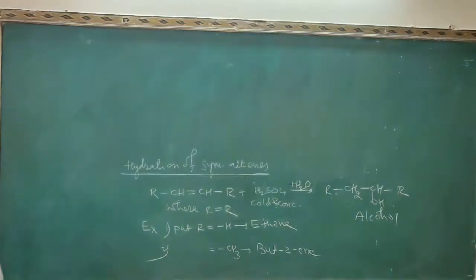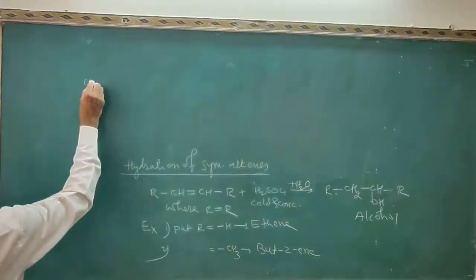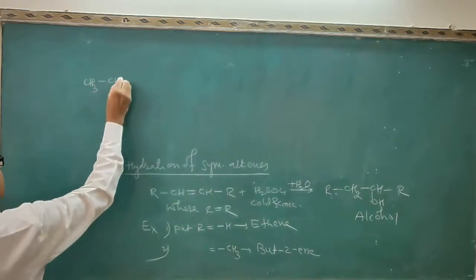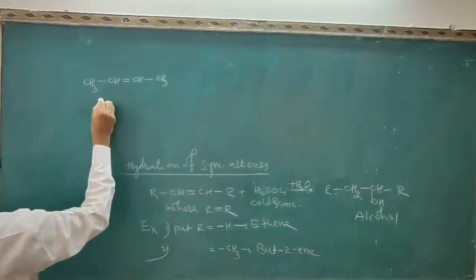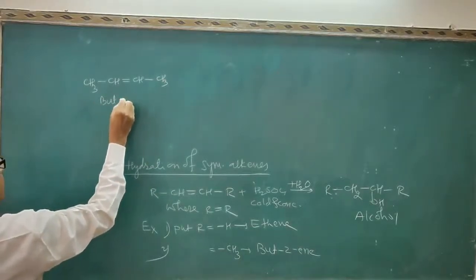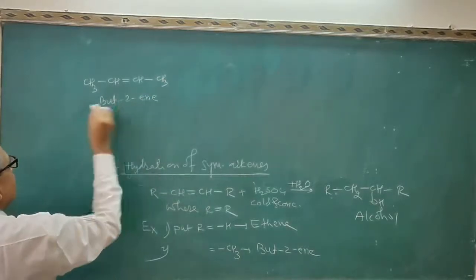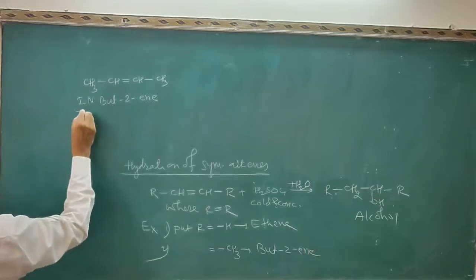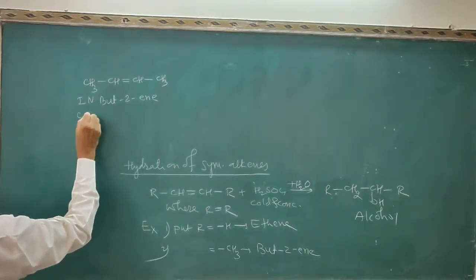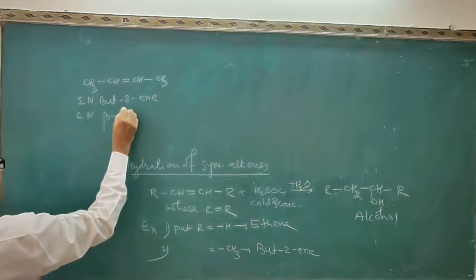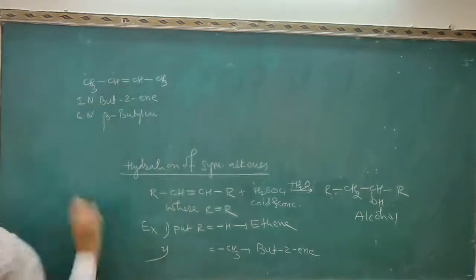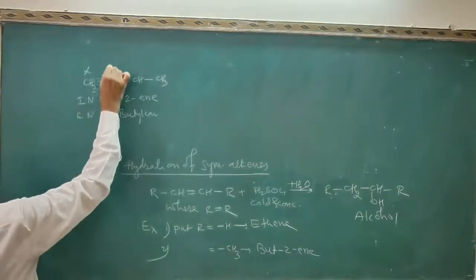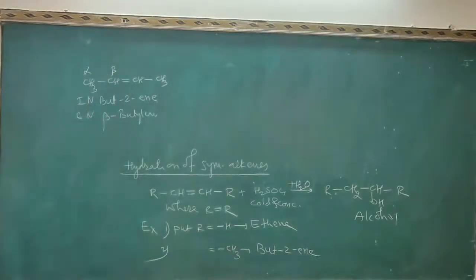Now I will explain with the particular example here. CH3, CH double bond CH, CH3. This is but-2-ene, the IUPAC name. See the common name of this one. It is called beta butene. This is your alpha carbon, beta carbon. The double bond starts from the beta carbon, therefore it is called beta butene.